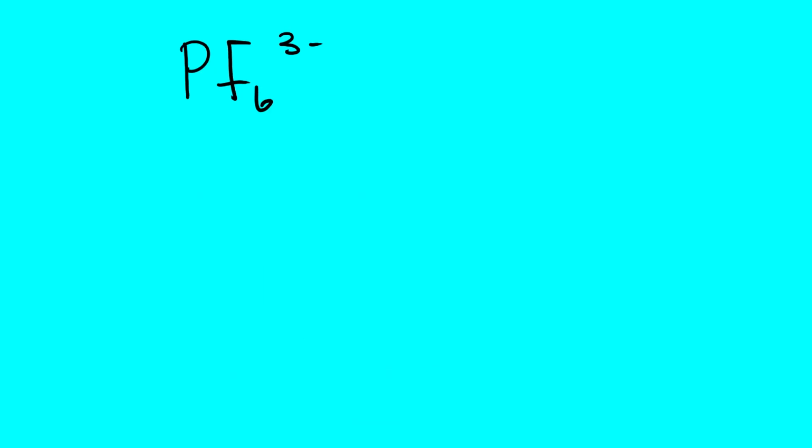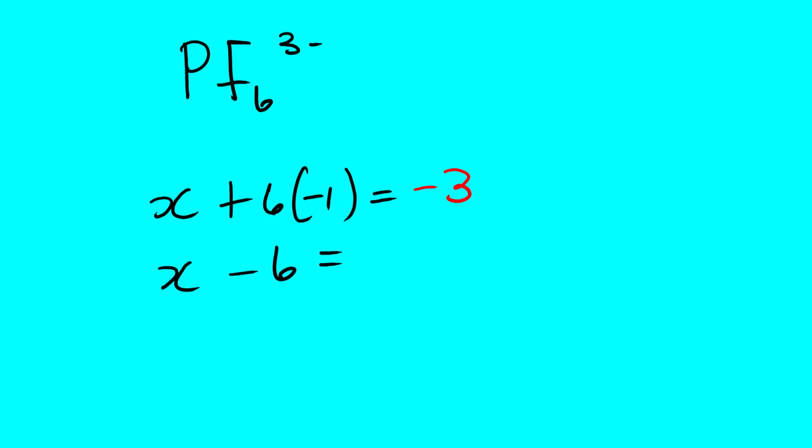What is the oxidation number of phosphorus in this ionic compound? Now we have x plus 6 atoms of fluorine. Fluorine is always negative 1. It doesn't matter whether it's ionic or just a compound. The overall net oxidation number is negative 3. So x minus 6 equals negative 3. Negative 3 plus 6, we have 3.